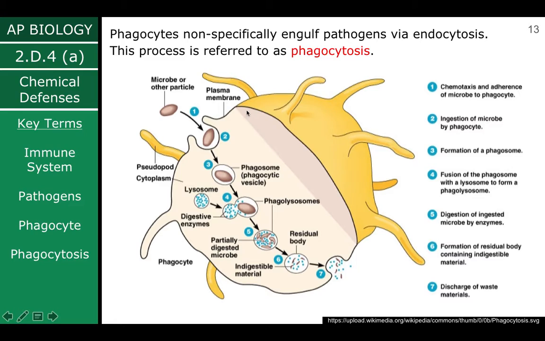So here we basically have some microbe or particle that is completely being engulfed by the phagocyte. And here at step 4, this is pretty interesting. We have a lysosome that's going to come in and bring an enzyme, or a lot of enzymes, over to that microbe or particle. It's going to help digest that particle, and then all of this excess material is going to be discharged out.